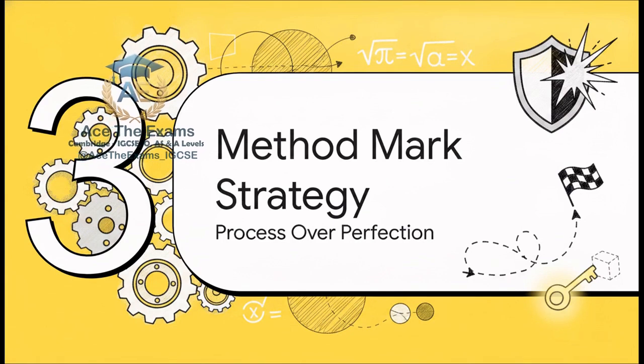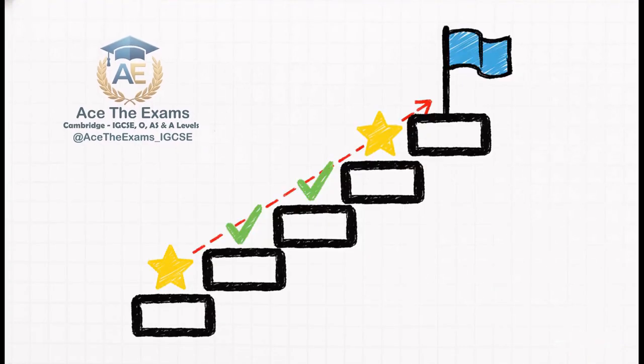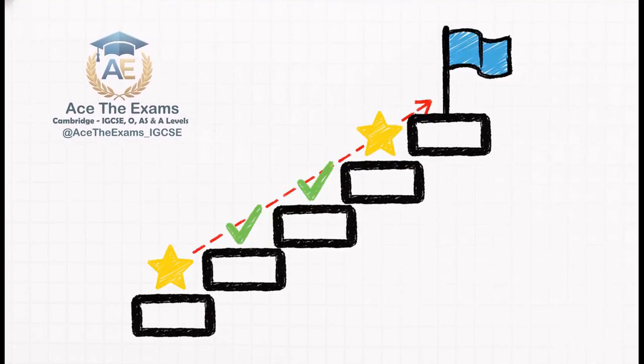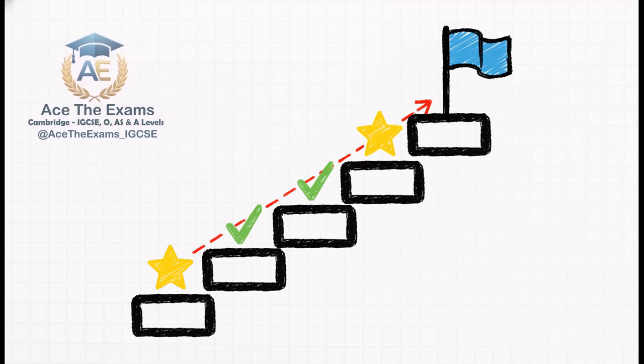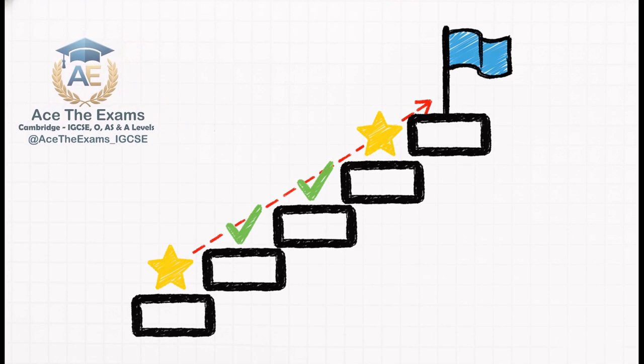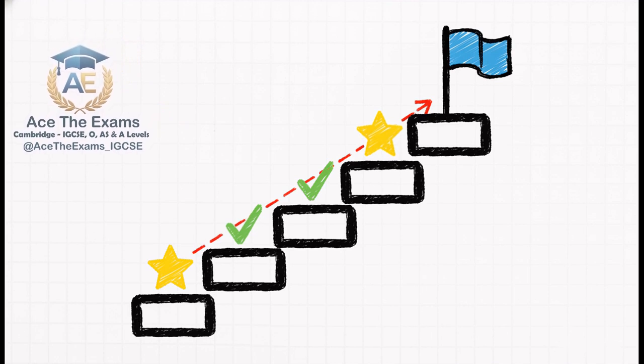Okay, on to Section 3, the method mark strategy. Process over perfection. I cannot stress this enough. This next strategy can literally rescue your final grade. Showing your clear step-by-step working is an absolute non-negotiable rule. It actually transforms the math exam into a points-gathering game.